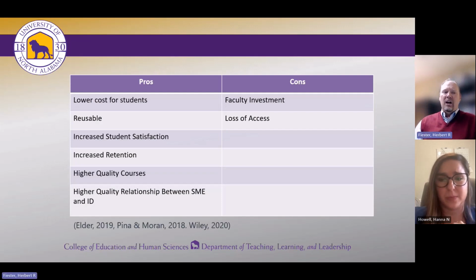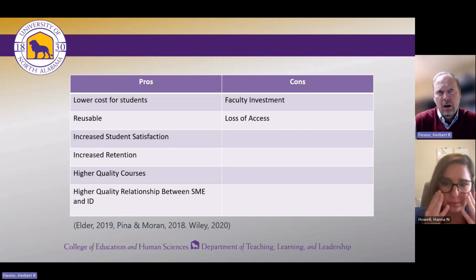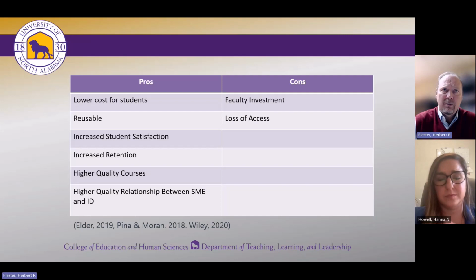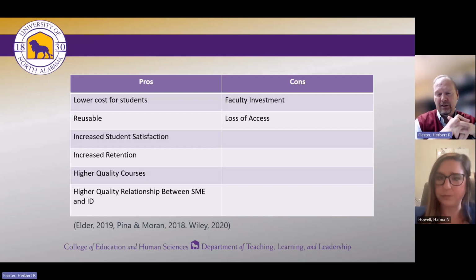In terms of pros and cons of OER, you can see that this little table here comes from a couple of sources that we've cited, but pros are lower costs for students, it's reusable, increased student satisfaction, increased student retention, higher quality courses, and high quality relationship between the SME and ID. Cons are faculty investment, because it does take some extra time, and also loss of access.